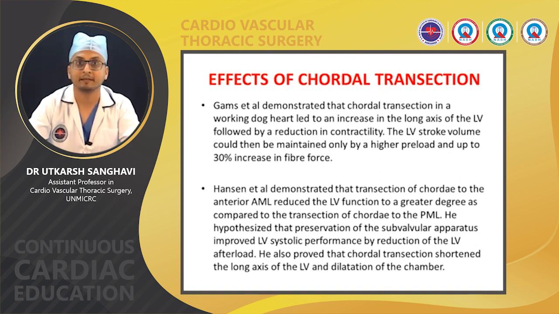Later, Hennessy and his team demonstrated that transection of the chordae to the anterior mitral leaflet reduced the LV function to a greater degree as compared to the transection of the chordae to the PML. So they proved that the chordae of the anterior mitral leaflet are more important than the chordae of the posterior mitral leaflet. So he hypothesized that preservation of the subvalvular apparatus improved left ventricular systolic performance by reduction of the LV afterload. He also proved that chordal transection shortened the long axis of the left ventricle and caused dilatation of the chamber.